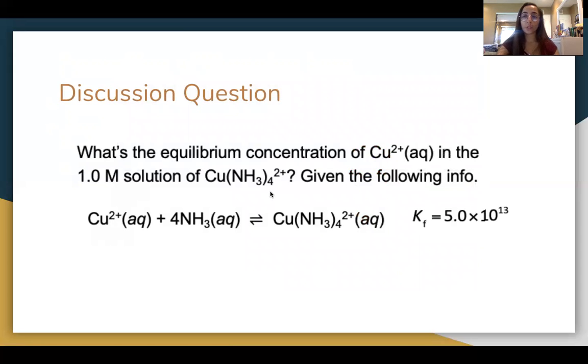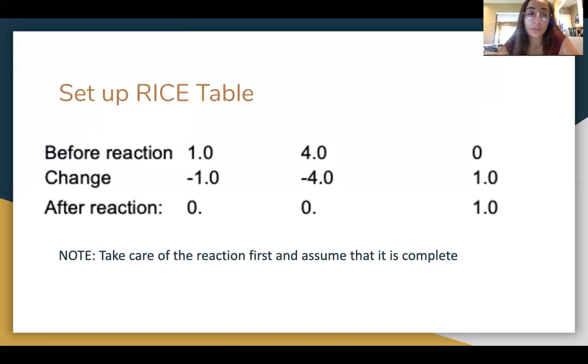She also wanted to discuss in lecture a question that came up in discussion that people were struggling with, and it had to do with ICE tables. So I will go over that as well. It says, what's the equilibrium concentration of copper in a 1.0 molarity solution of copper nitrate given the following information? It gave you this equation, and it's balanced for you, and it gave you the equilibrium constant of the forward reaction. Our first step is to set up an ICE table as if it was completely dissociated. So let's take a look.